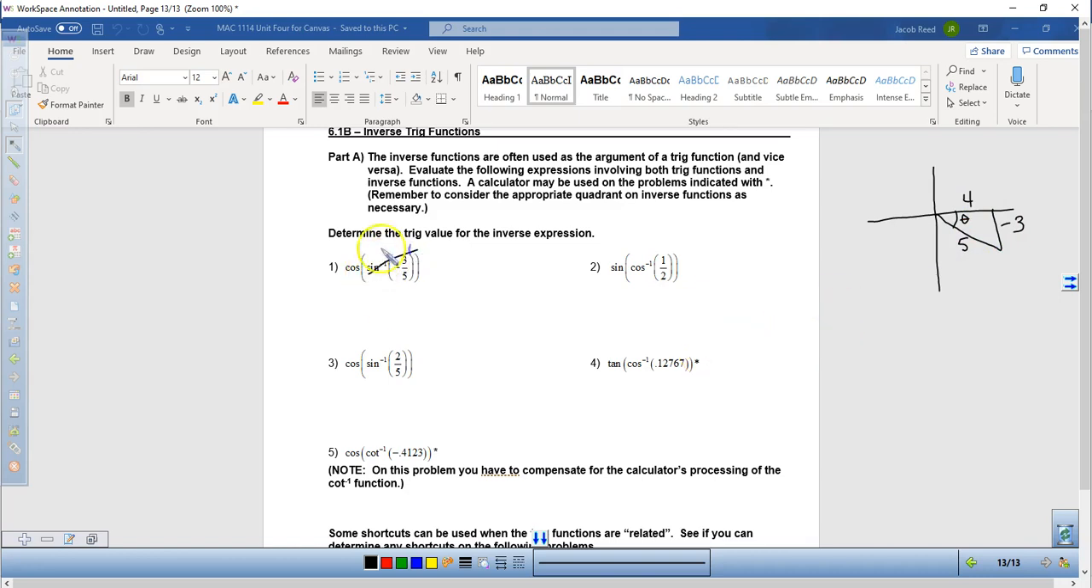So now that I've done this, I just need to do cosine of this theta, which is 4/5, adjacent over hypotenuse.